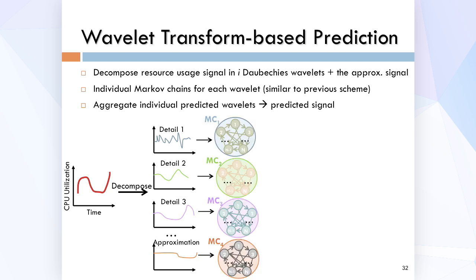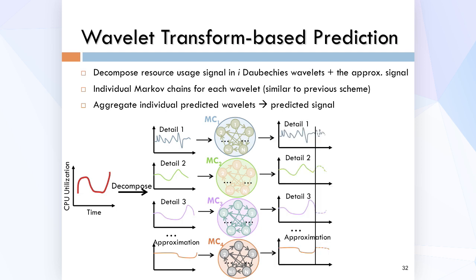And then for each one of those, we have a simple Markov chain that takes that signal and predicts a little bit into the future. And then finally, all those predicted signals are aggregated for the final predicted signal. And this approach tends to work very well for applications that have repeated or periodic behavior, but some of the data center workloads actually have abrupt changes in their load.